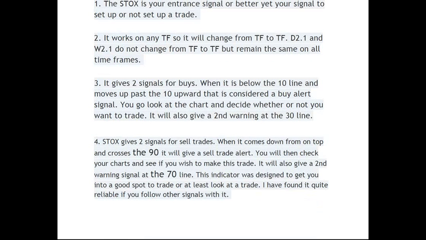Stoch X gives 2 signals for sell trades. When it comes down from the top and crosses the 90, it will give a sell trade alert. You will then check your charts and see if you wish to make this trade. It will also give a second warning signal at the 70 line. The indicator was designed to get you into a good spot to trade, or at least look at a trade.